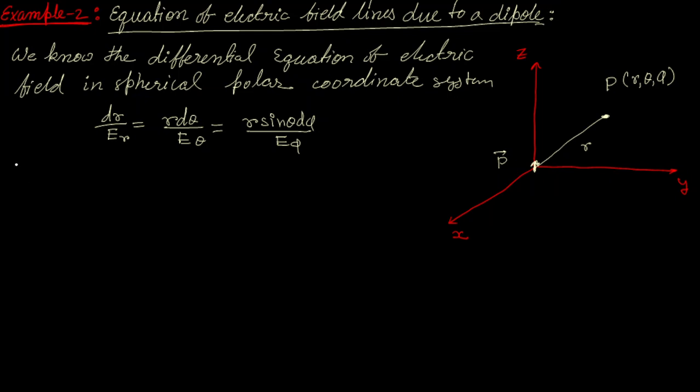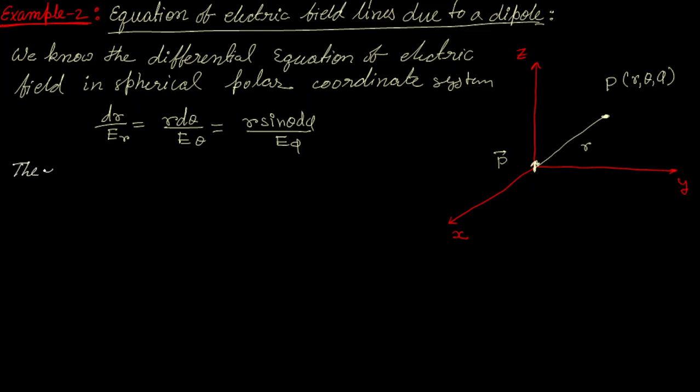So at this moment, let me just define the electric field. If you don't know how to write this electric field because of a dipole, we'll learn later. At this moment, my intention is just to give an idea of how you can use this differential equation in the spherical polar coordinate system to write the equations of electric field line. So for that, just write the electric field at point P because of the dipole.